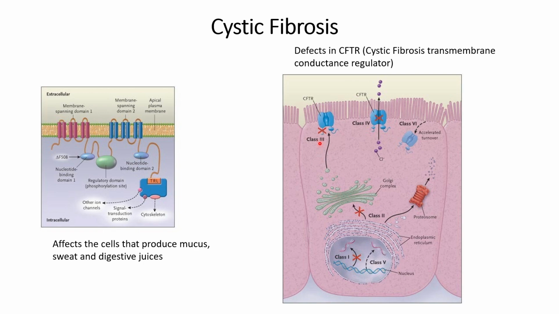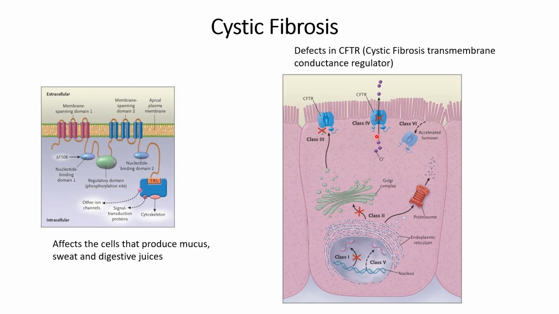The third one is class 3. In class 3, there is a defect in the ATP binding domain. Because of this, the CFTR will not be able to perform its function, as its main function depends on activation by protein kinase A, and that cannot be performed efficiently as there is a defect in the ATP binding domain.